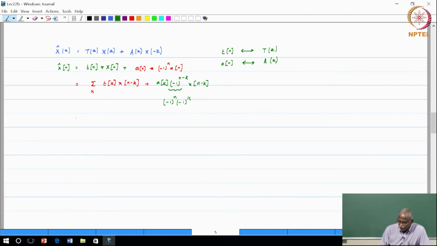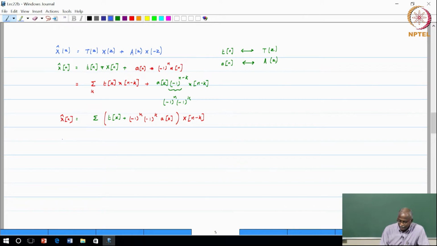So I am going to now do a combining of terms. It is going to be t of k plus minus 1 power n, minus 1 power k, a of k, this whole thing times x of n minus k. You are probably wondering where this is heading. I think the insight is going to come in just the next line.